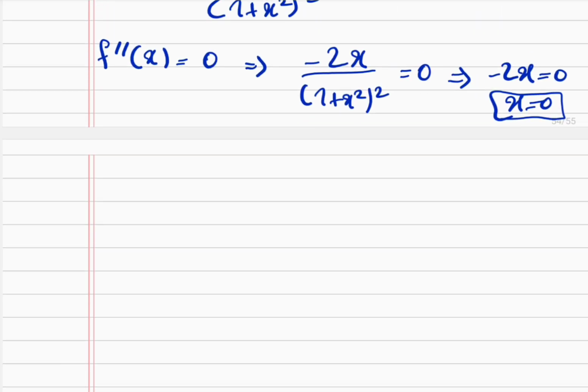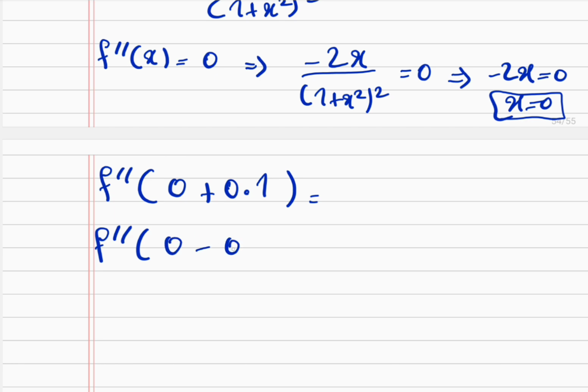Okay, now we have the value of x equal to 0. The next step is considering the second condition. Remember, the second condition for checking whether a point is a point of inflection is to analyze the behavior of the function just before and after that value of x and see if there is a change in sign of the second derivative. Because the goal is to check f''(x), where x is 0, but just after that can be 0 plus 0.1, which is a very tiny value, and also just before that, which means 0 minus 0.1.